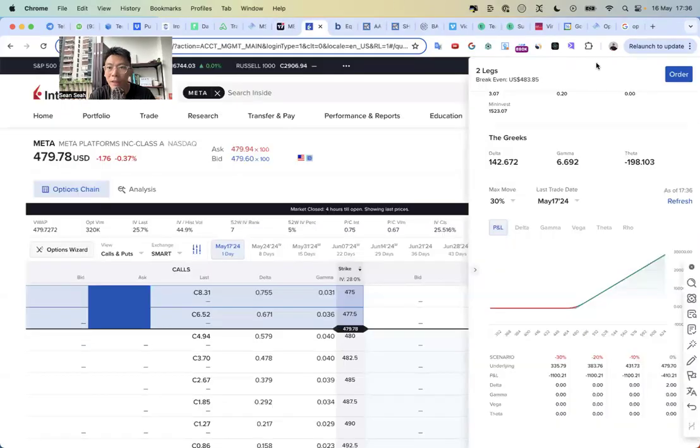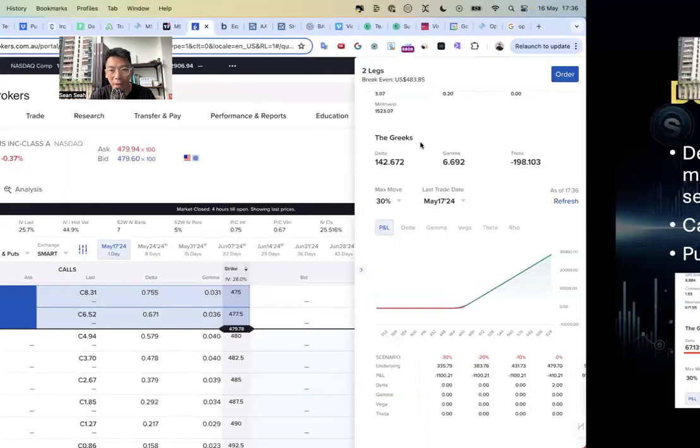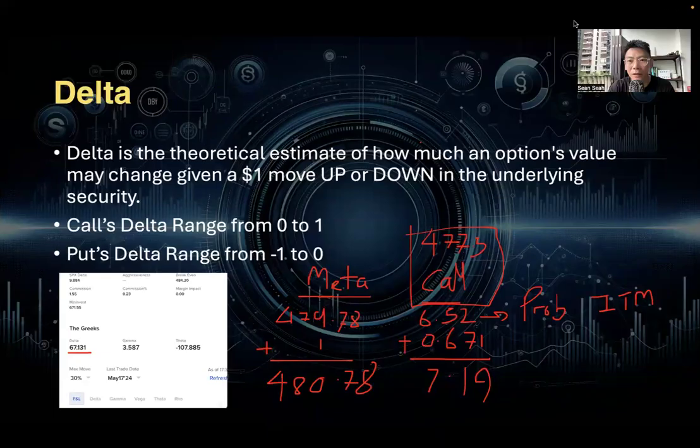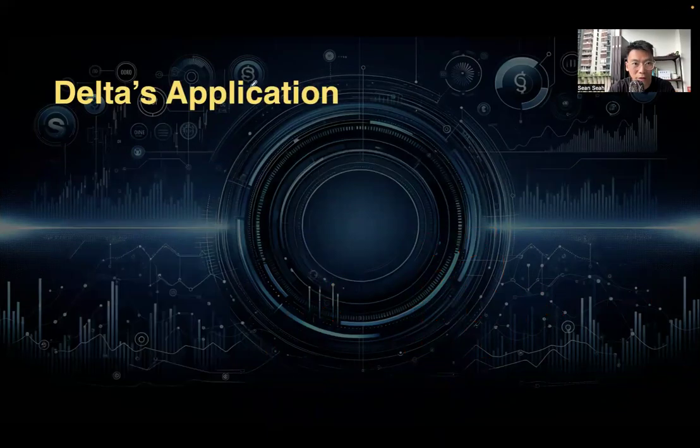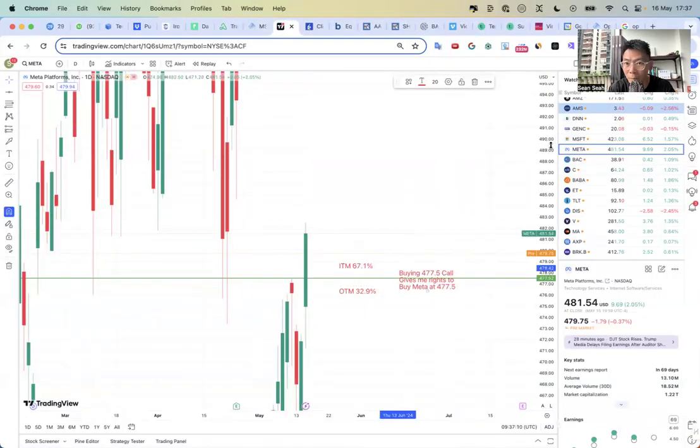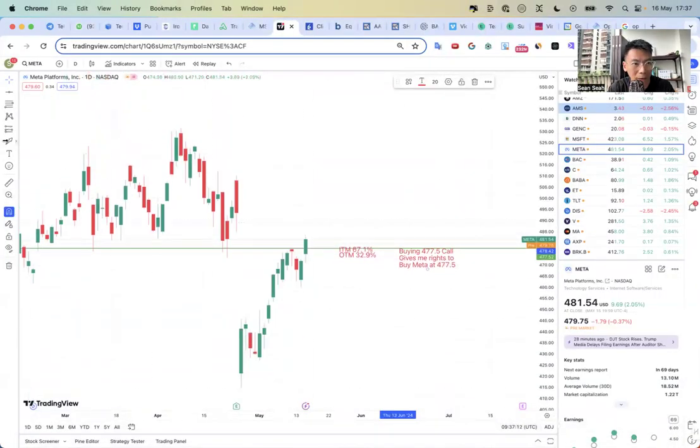Now, how is this useful to us? This is useful in a few scenarios, but let me give you the example of how we use it. Delta's application: remember, we do sell calls sometimes. What do we mean by we sell calls? Selling calls is also an income strategy for options. So for example, we buy 100 shares of Meta at, let's say, 440.